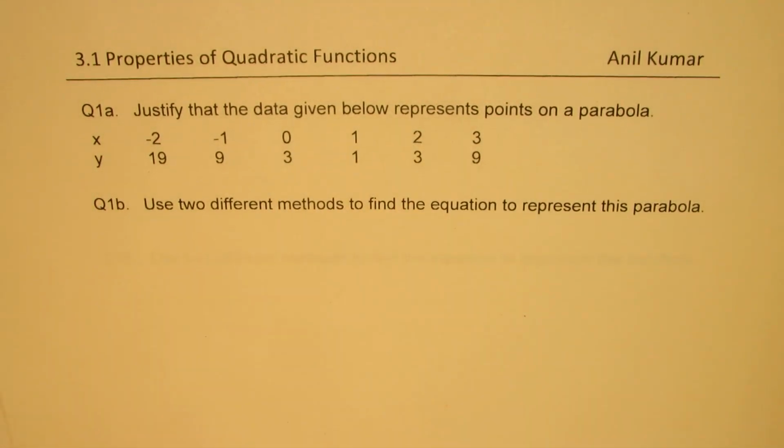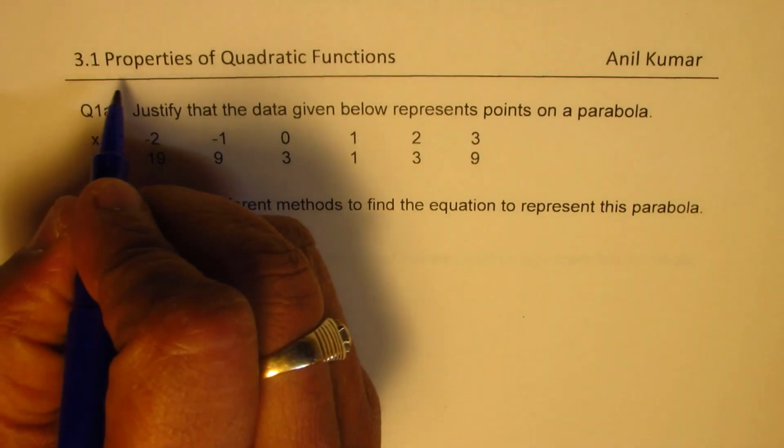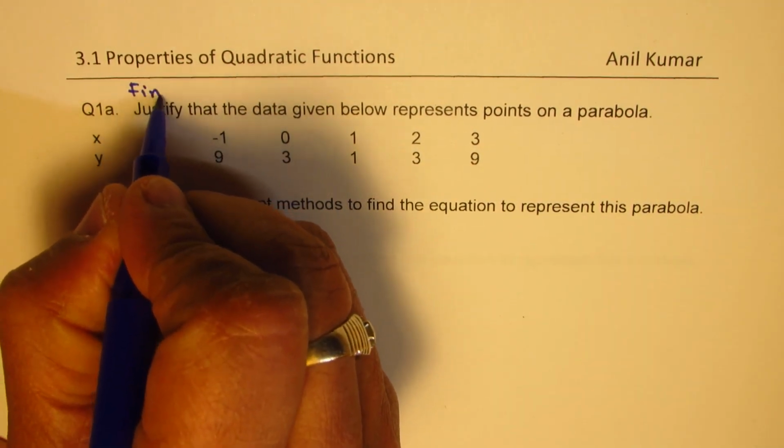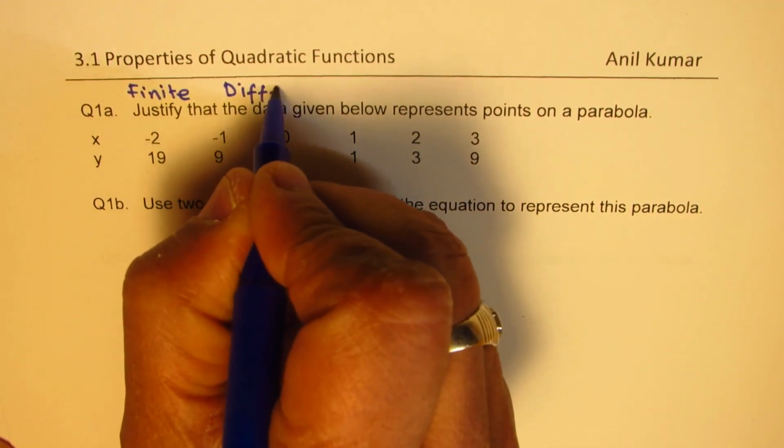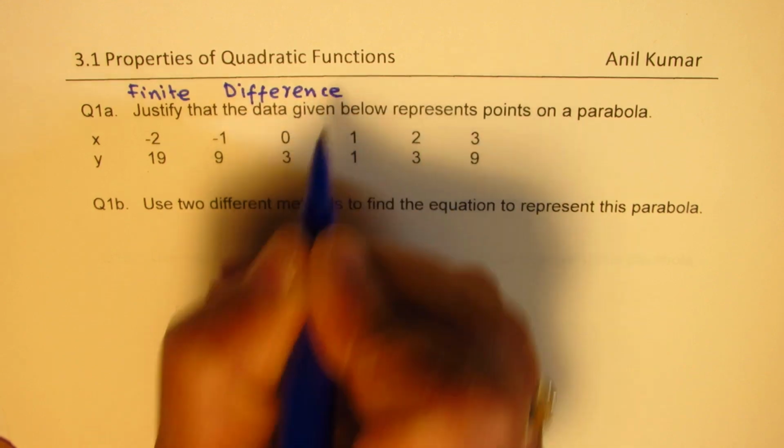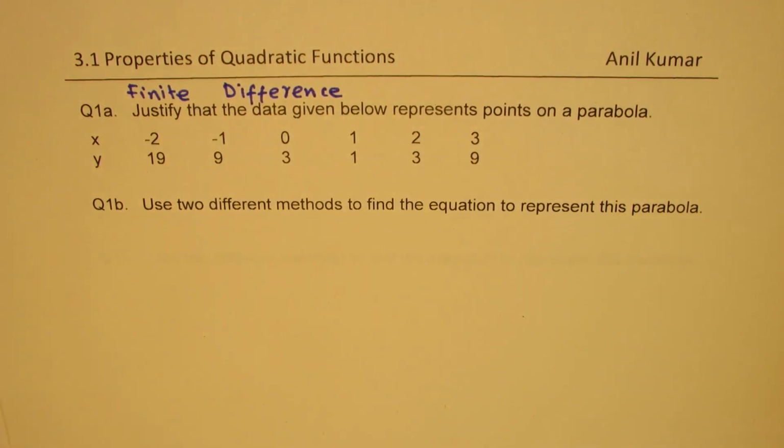The method to show is finite difference, right? So well-known method. So we'll actually do finite difference method. And if the second difference is constant, then it is a quadratic function and it will be graphed as a parabola. Clear? So let's find the difference between consecutive terms.